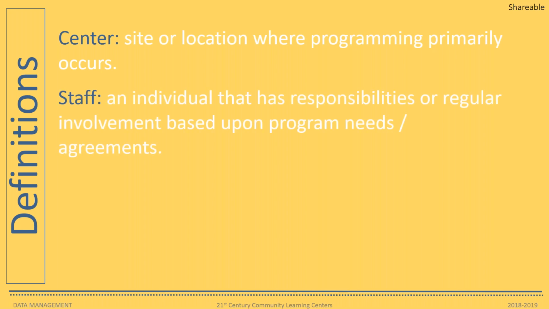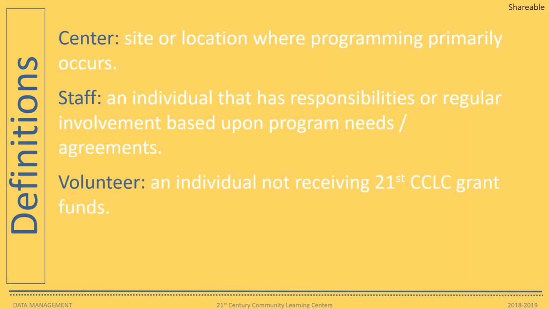Staff: an individual that has responsibilities or regular involvement based upon program needs and/or agreements. Staff could be paid staff and/or volunteer staff. A volunteer is an individual not receiving 21st CCLC grant funds. A volunteer may still be getting paid, however, it is through a funding source outside of 21st CCLC.